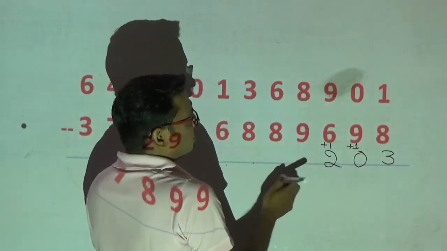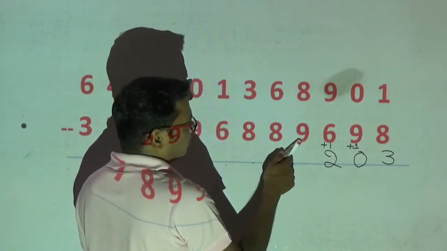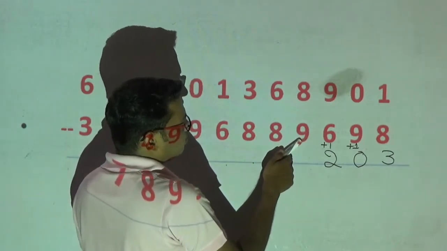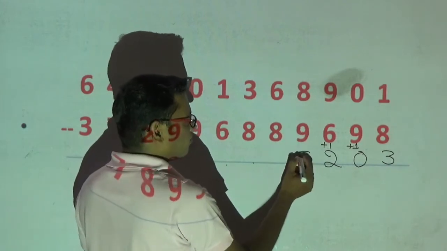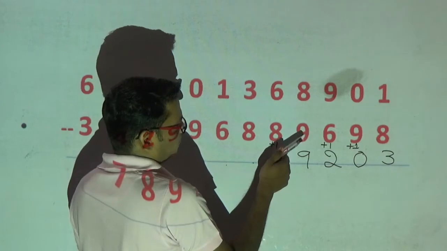2. Now, this is not possible because 8 minus 9 is there. Therefore, subtract it from 10. Got it? 10 minus 9 is 1. 1 plus 8 is 9. Get it? So, I will increase this number by 1 because I have subtracted this number from 10, right?